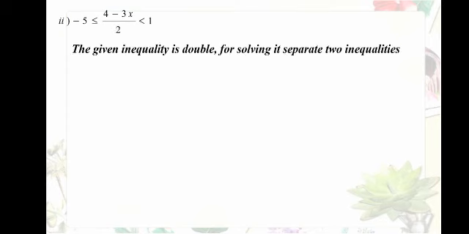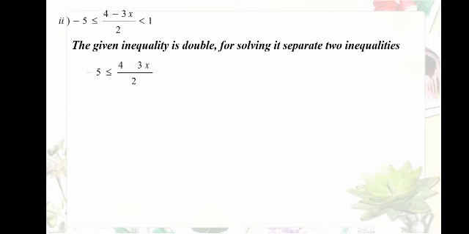Coming towards the next question: minus 5 less than or equal to 4 minus 3x over 2 less than 1. Same rule we will use. We will separate the inequalities and make two pairs. The first pair will be minus 5 less than or equal to 4 minus 3x over 2. The second pair will be 4 minus 3x over 2 less than 1.